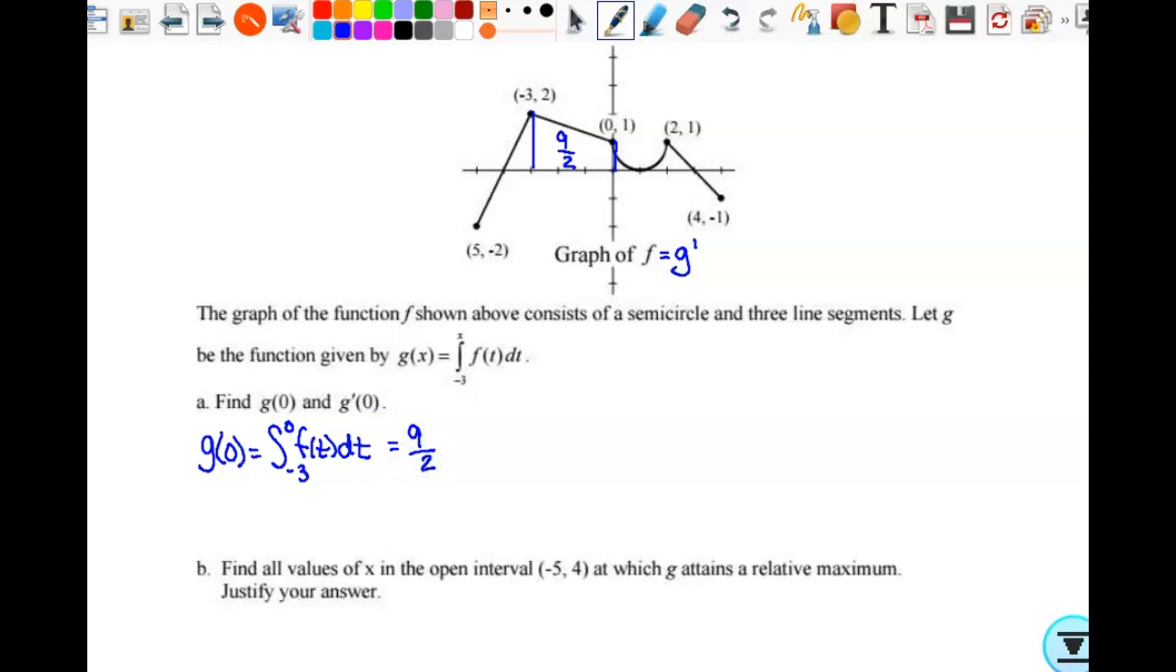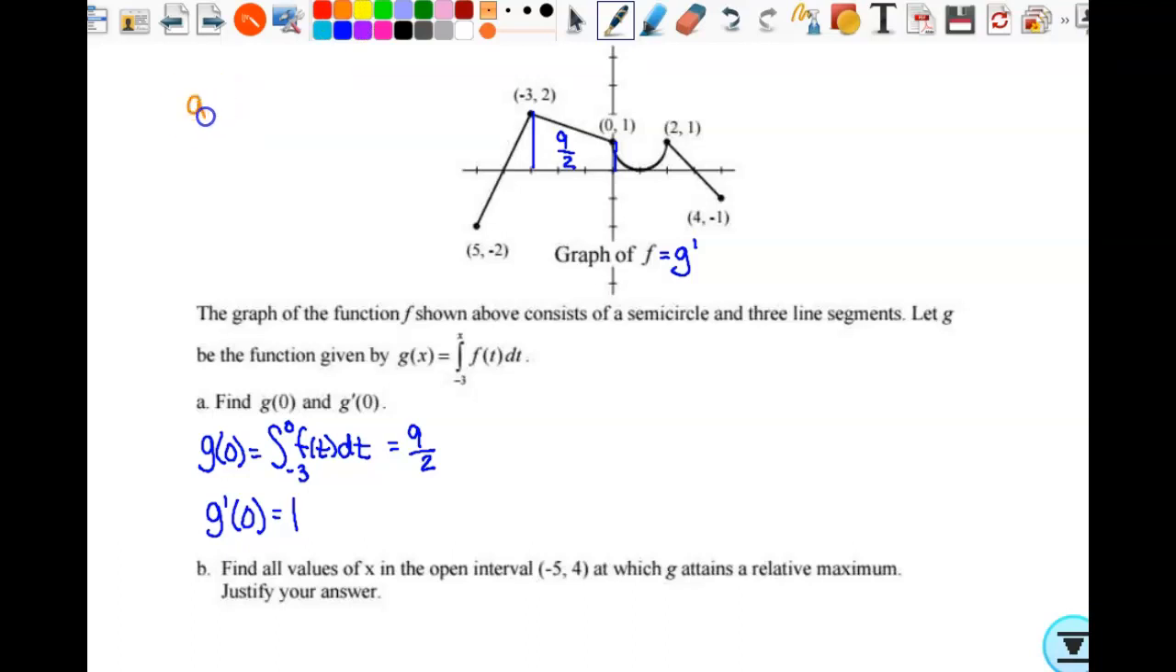Everybody okay with that? Then I want g prime of 0. It's what? Exactly. F is g prime, so g prime of 0 is 1. I just pulled that right off the graph. Everybody good with that? Okay, so we're going to rewrite this up here.